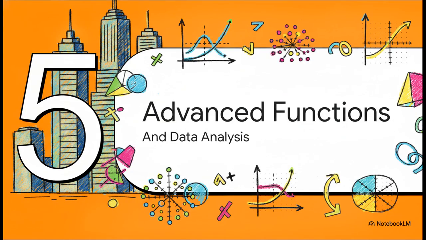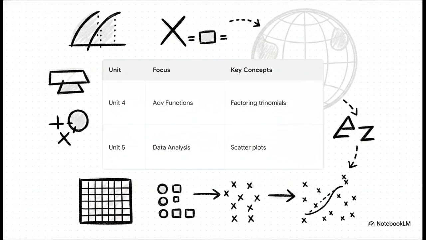Section 5. Advanced Functions and Data. Now we're up in the penthouse, top floors. Unit 4 challenges students with advanced functions, factoring trinomials, and mastering the quadratic formula. And finally, Unit 5 brings the entire structure together. Students take a step back and use scatter plots, two-way tables, and correlation data to mathematically model the real world at an incredibly advanced level. They are essentially topping off their mathematical skyscraper.